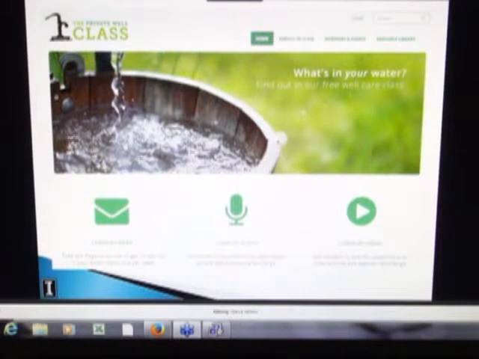This is our front page, and to take the class, the 10-lesson class, it's emailed to you, 1 lesson a week for 10 weeks. Click on the little envelope on the left, and it'll take you to this page where you can sign up. Just your email address and a first name and which state you live in, and that's really just so that we can show EPA that this program is actually being used nationwide.